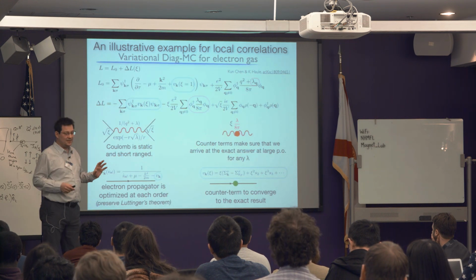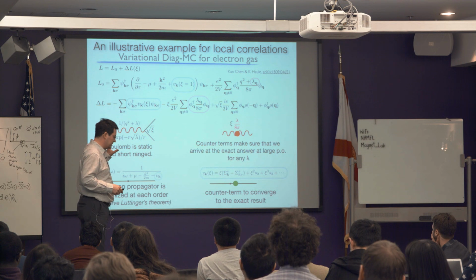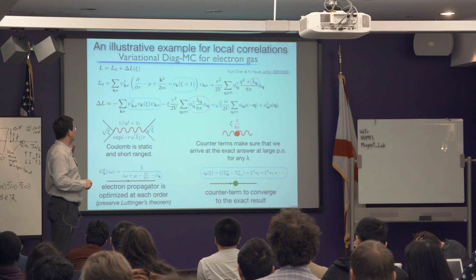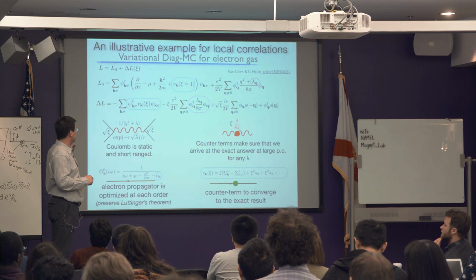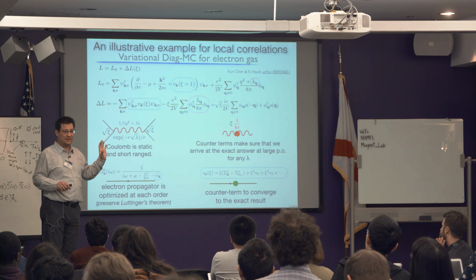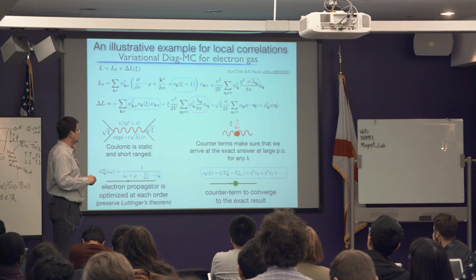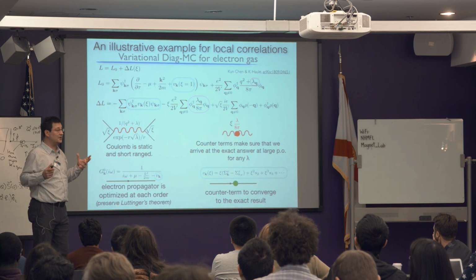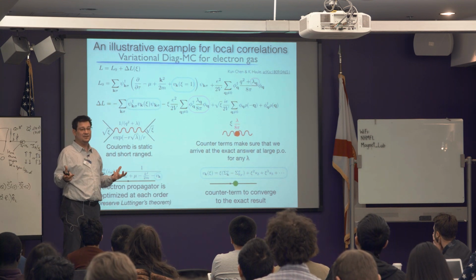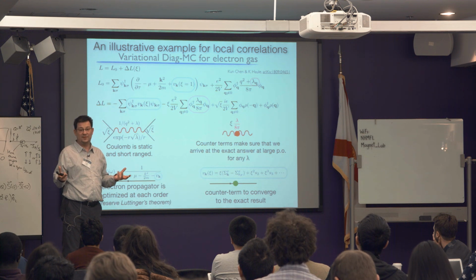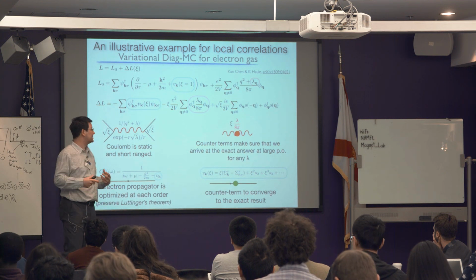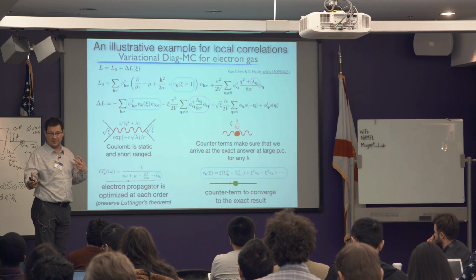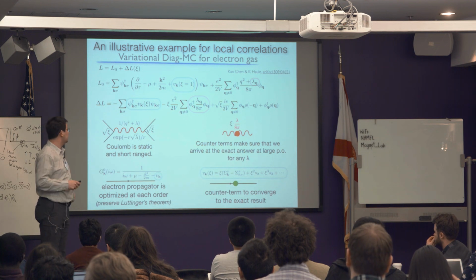Now, one can write this even more precisely. Okay, so a very illustrative example is again the uniform electron gas. And one can solve this exactly with so-called diagrammatic Monte Carlo. And one can see in which picture it's easier to solve this exactly. Either in the picture of long-range correlations or in the picture of short-range correlations.